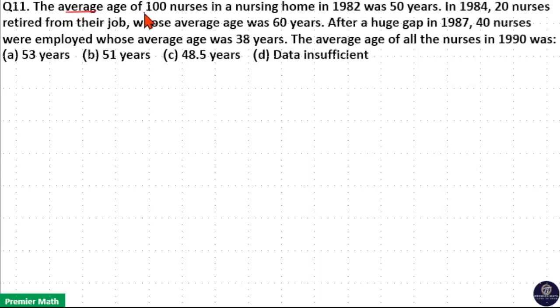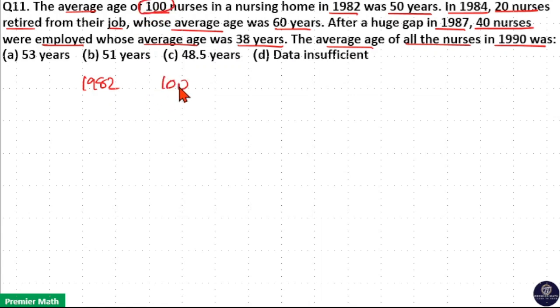The average age of 100 nurses in a nursing home in 1982 was 50 years. In 1984, 20 nurses retired from their job, whose average age was 60 years. After a huge gap, in 1987, 40 nurses were employed, whose average age was 38 years. What was the average age of all the nurses in 1990?